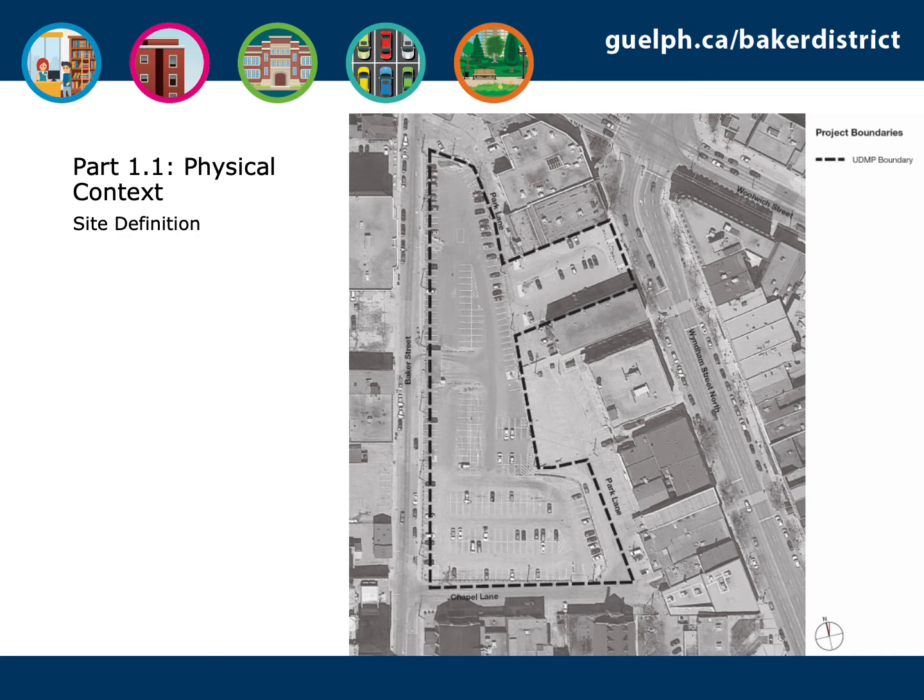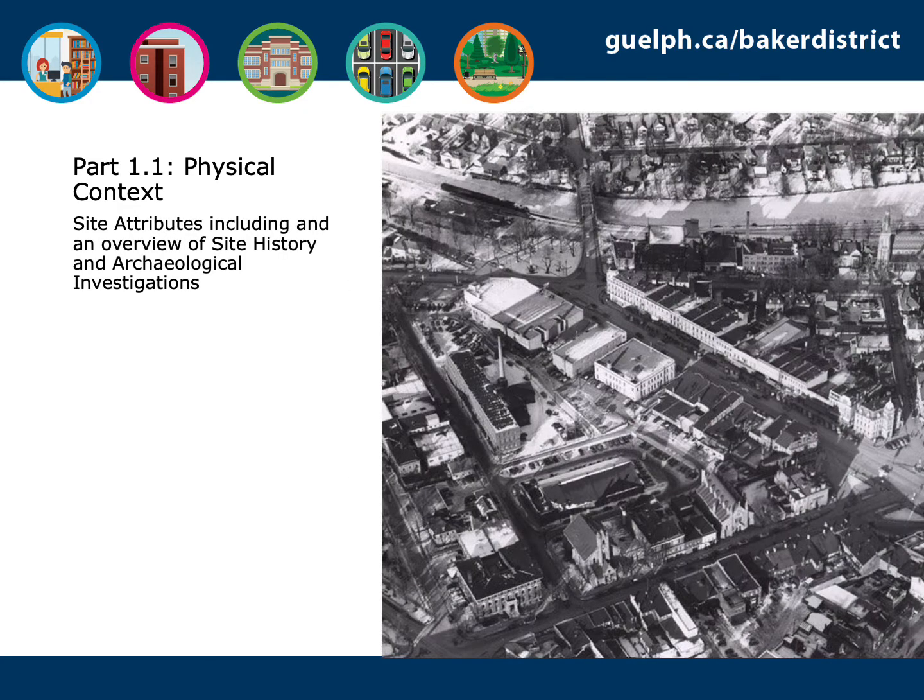The Baker District redevelopment is located on a large irregular block bounded by Chapel Lane to the south, Park Lane to the immediate east, Wyndham Street North to the northeast, and Baker Street to the west, in the northern part of downtown Guelph. The Baker District redevelopment site, known as the site throughout the UDMP, comprises the city-owned Baker Street and Wyndham Street parking lots.